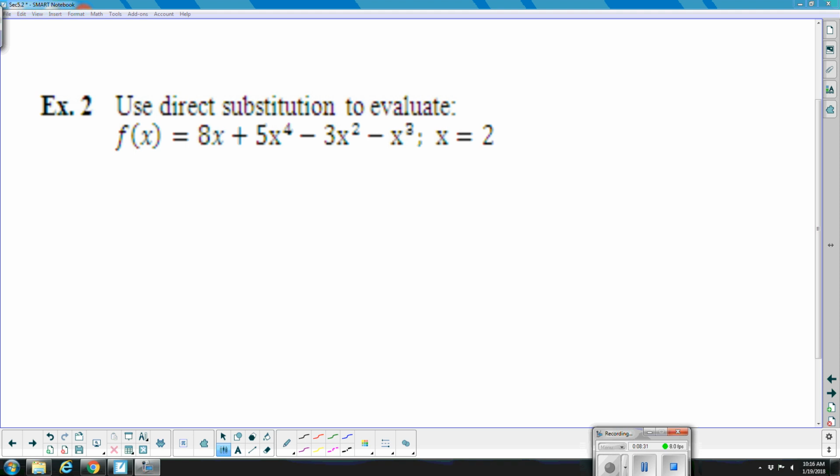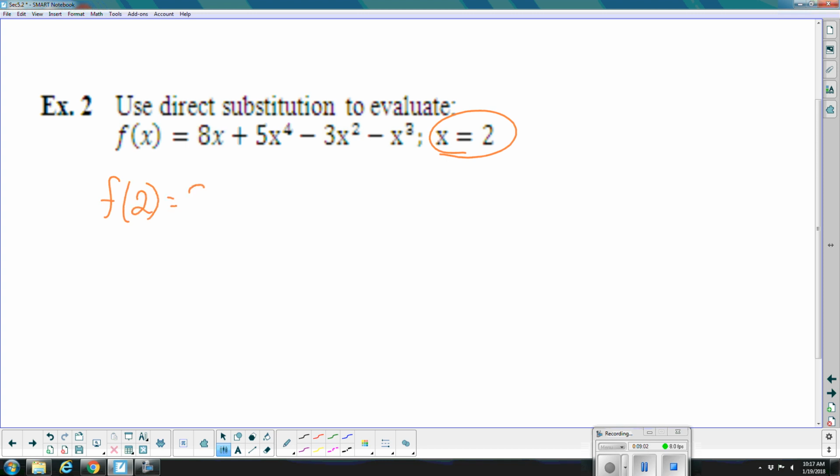All right, in this lesson, we're going to work with a couple different methods as far as substitution goes. This first one is using direct substitution in order to evaluate this expression. So with direct substitution, we are just substituting that x equals 2. We're substituting this 2 right into this function.